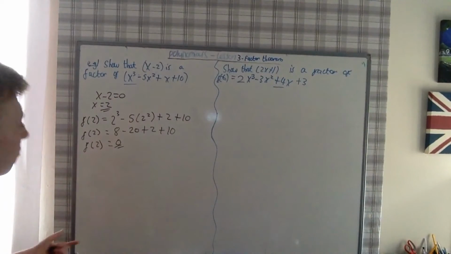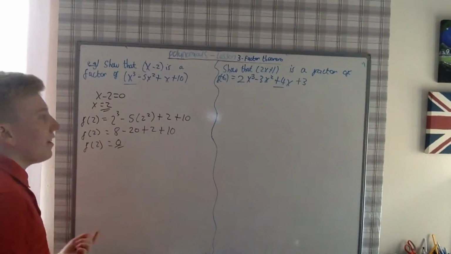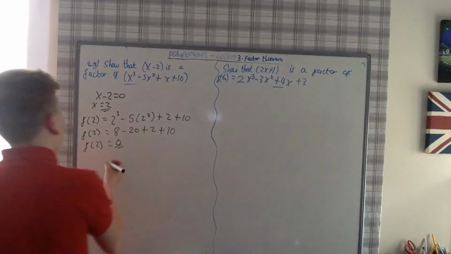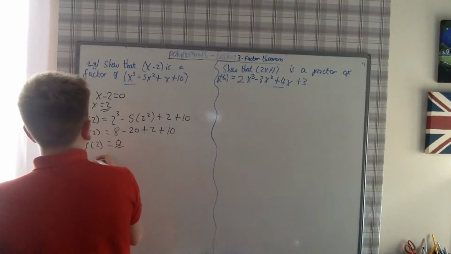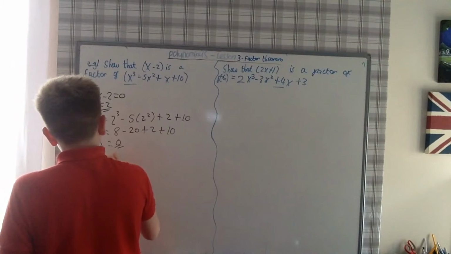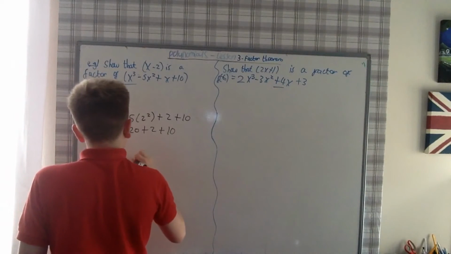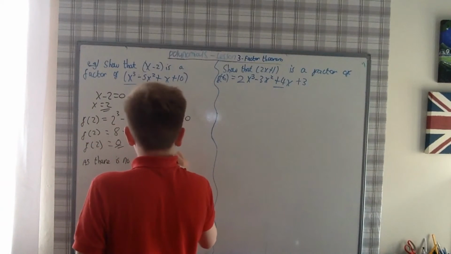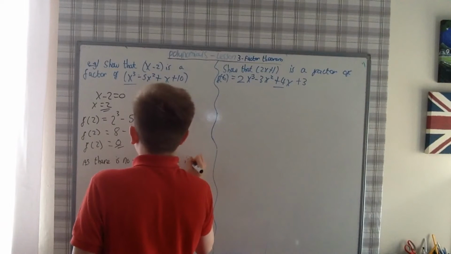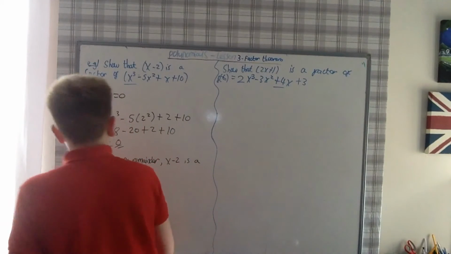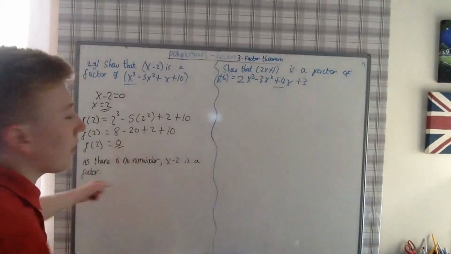Now, this could be enough for the mark. However, we do need to state the obvious at the end. With proof, we have to state what we've done. So the last line of this working out would be, as there is no remainder, x minus 2 is a factor. And that's it. That's that question done.